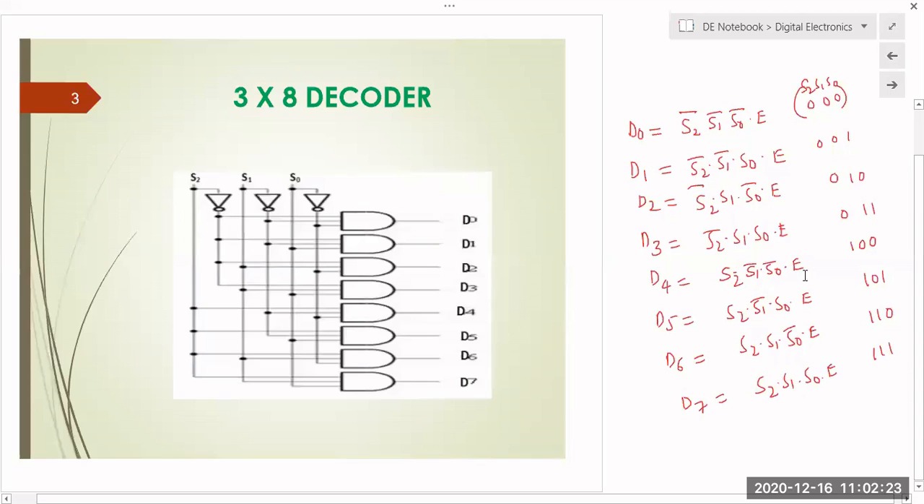Okay, so now based on that I can easily draw this circuit. I think it is better if I use the whiteboard. Hope the whiteboard is visible, right? Yes, sir.